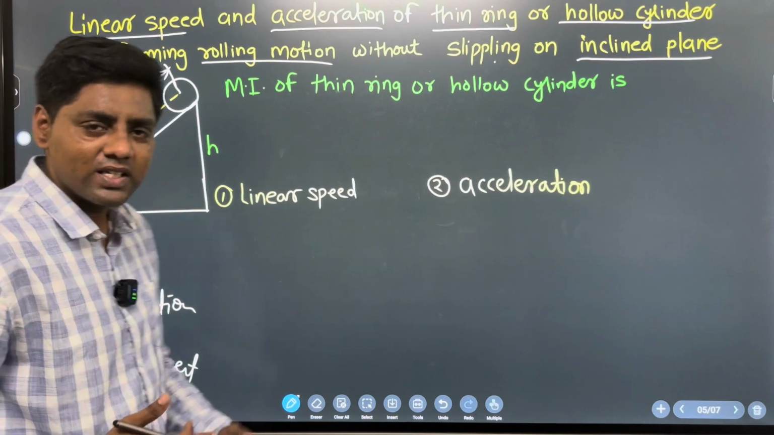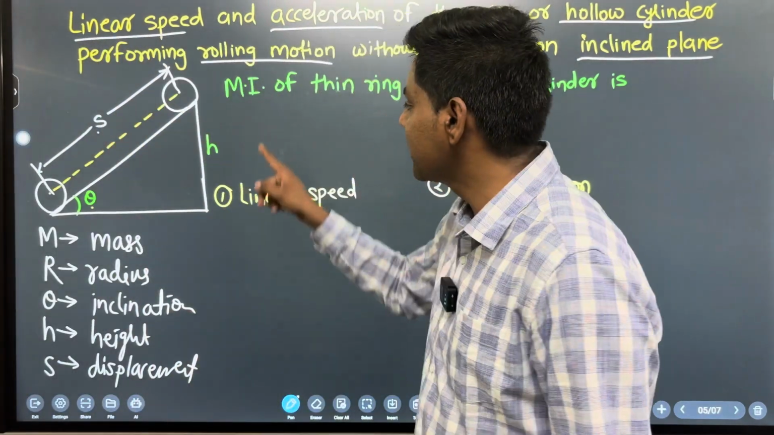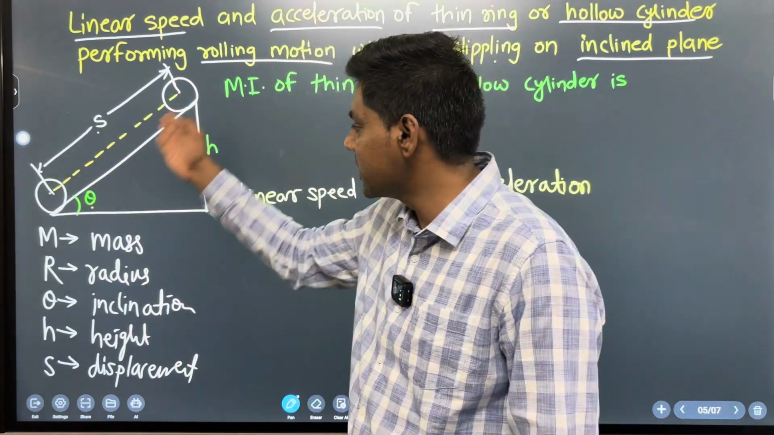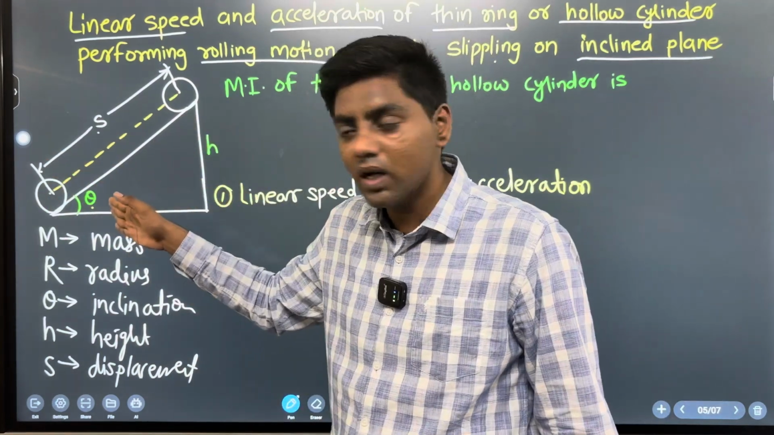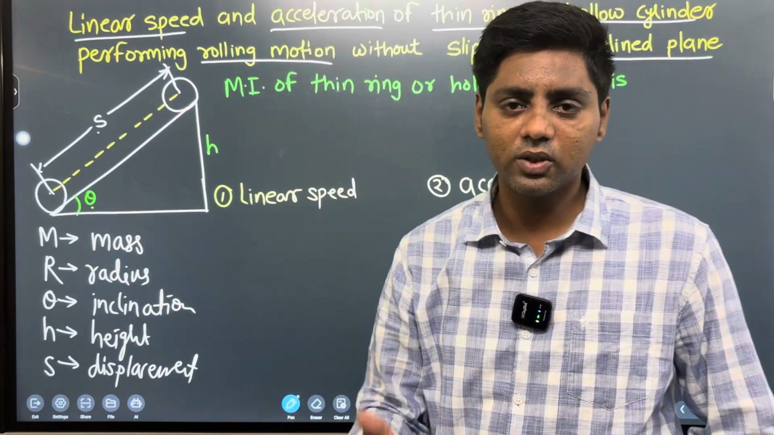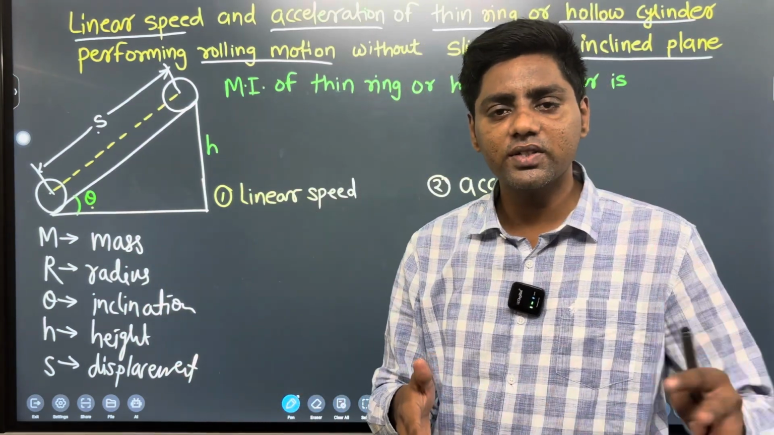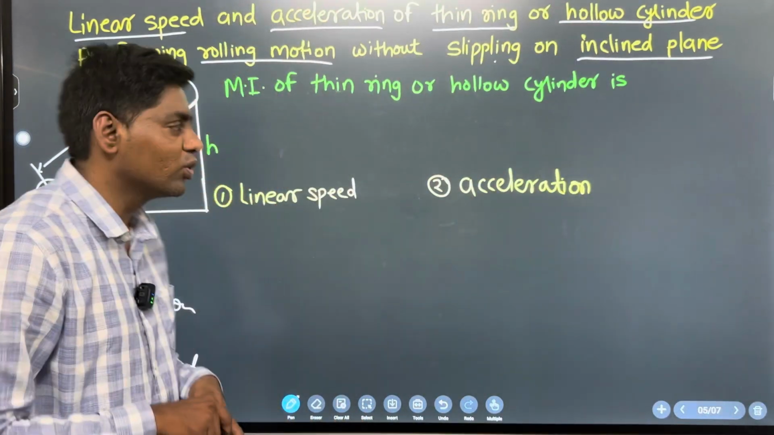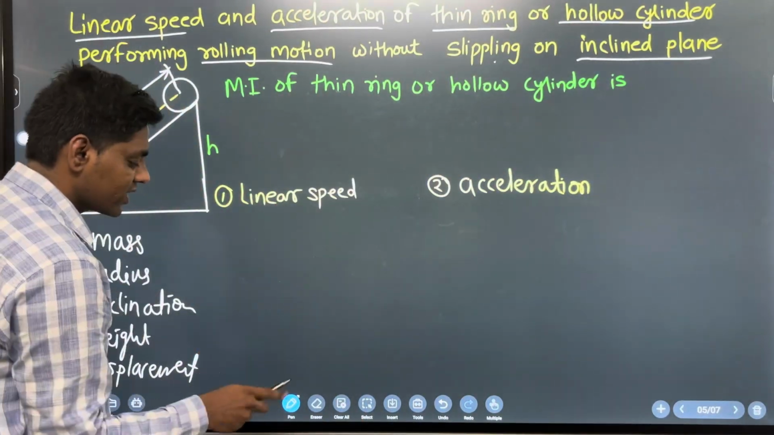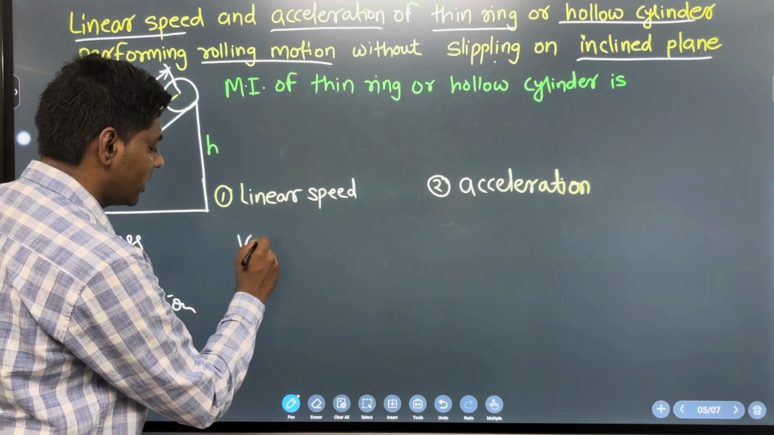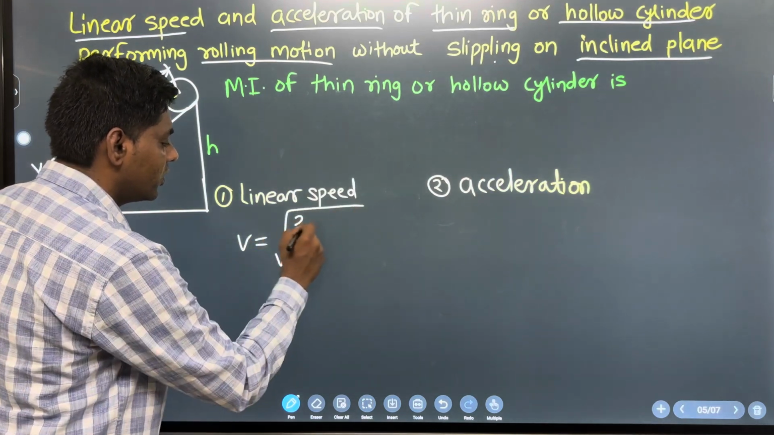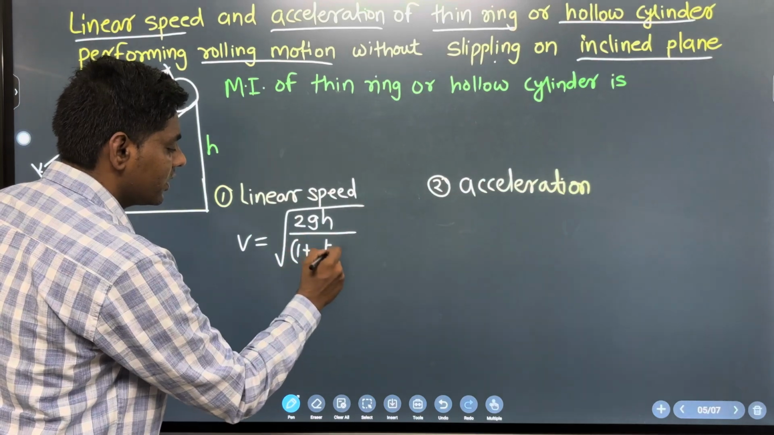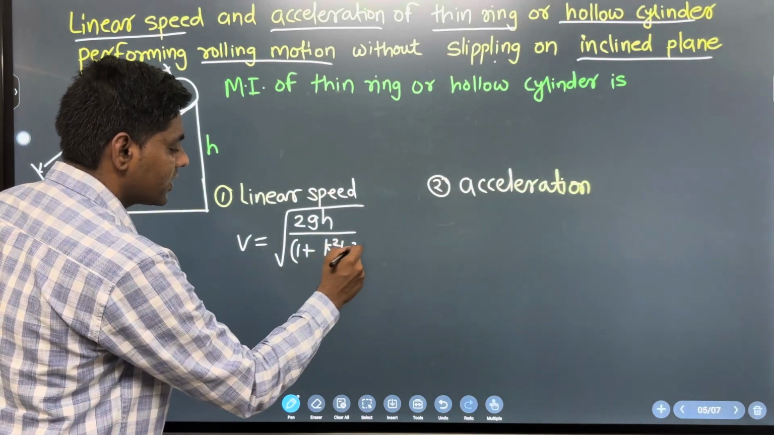It is a very simple concept. We know that whenever the object rolls down, its potential energy decreases because its height decreases, and its kinetic energy increases. So loss in potential energy is equal to gain in kinetic energy. According to that, we can derive the formula of linear speed. So what will the formula of linear speed be? It is v equal to under root of 2gh divided by (1 plus k square divided by r square).